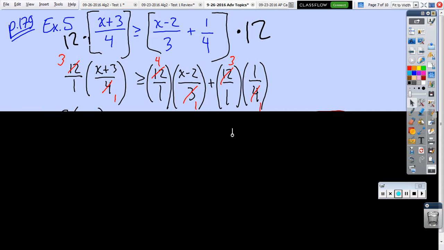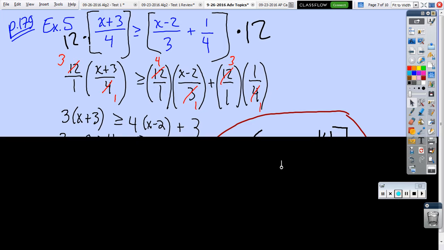Okay, so now the next thing is to just write it more simply, like this. This is 1 times 1 is 1, so now I just have 3 times x plus 3. I could have written over 1, but not necessary. The main idea behind multiplying by 12 on each side was to get rid of the fraction.